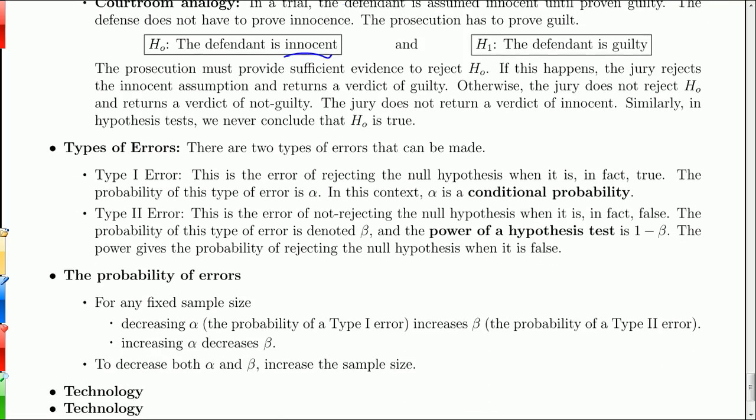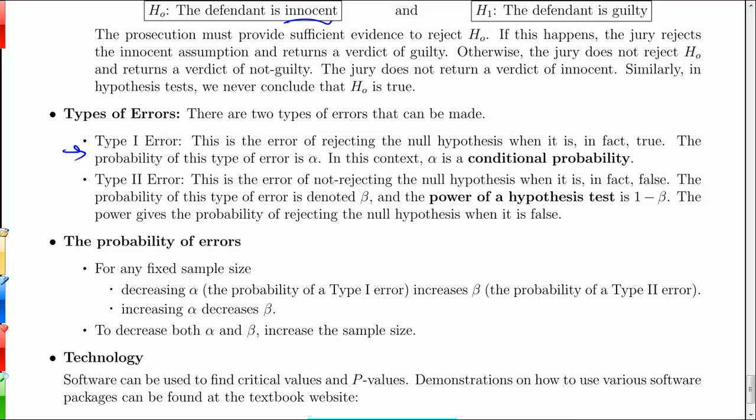There are two types of errors. A type 1 error, this is an error of rejecting the null hypothesis when it's true, right? That's one type of error we can make. And the probability of this type of error is alpha. That is actually the significance level. So we actually have a good way of quantifying the probability of a type 1 error. It is a type of conditional probability. It's the probability of rejecting the null hypothesis under the condition that it's true.